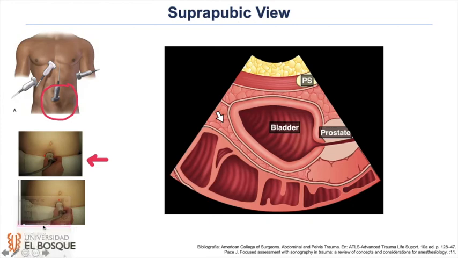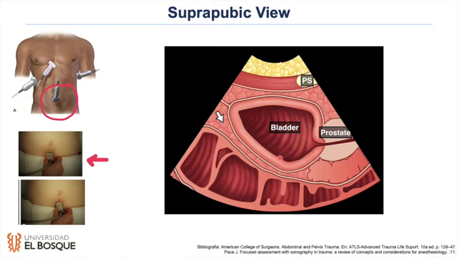Now, finally, we are going to talk about the suprapubic view. As the name says, you're going to place the probe in the suprapubic area. Remember that you can place the probe in two ways: horizontally or vertically. This illustration shows how you're going to see it in a vertical position. Remember that the pelvic anatomy is very important here.